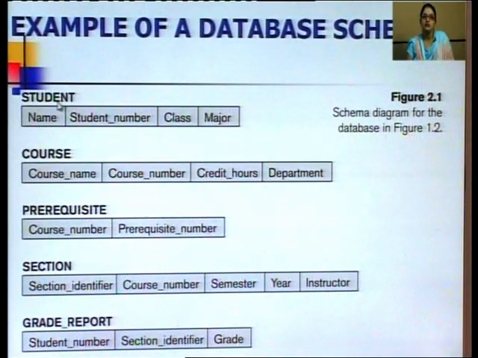So it represents the overall logical structure of the database. So it is a database schema. Similarly, this is a schema having all the attributes related to course. This is section identifier, course number, semester, year and instructor. These are the attributes which are related to the table or relation section.